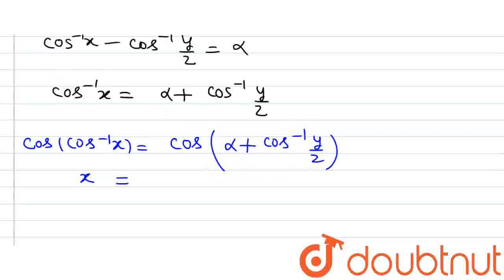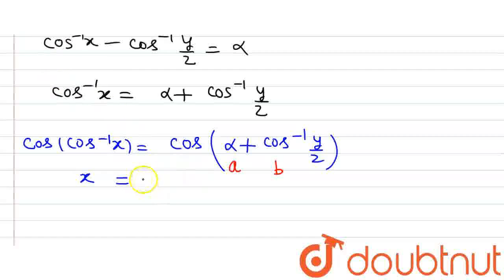So if we observe, this is something like cos of a plus b, where a is alpha and b is cos inverse y by 2. Now we know the formula of cos a plus b. Cos a plus b is cos a cos b minus sin a sin b. So this is what we are going to use here.